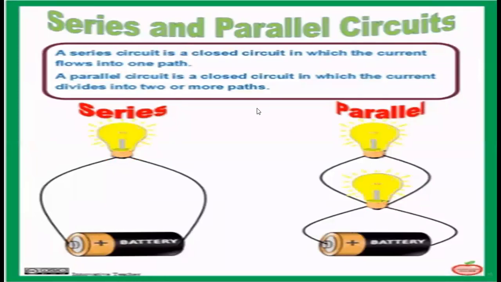Let's discuss series and parallel circuits more. A series circuit is a closed circuit in which the current flows along one path. A parallel circuit is a closed circuit in which the current divides into two or more paths. Again, I repeat for you: a series circuit is a closed circuit in which the current flows along one path. A parallel circuit is a closed circuit in which the current divides into two or more paths.